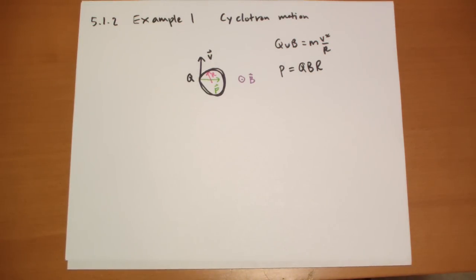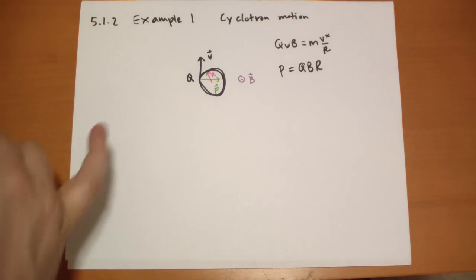And the neat result of this is that you can calculate the momentum of a particle in a uniform magnetic field by just looking at the radius of the path it traces out, if you already know the charge, of course. If it's an electron, for instance, it has a very well-defined charge.